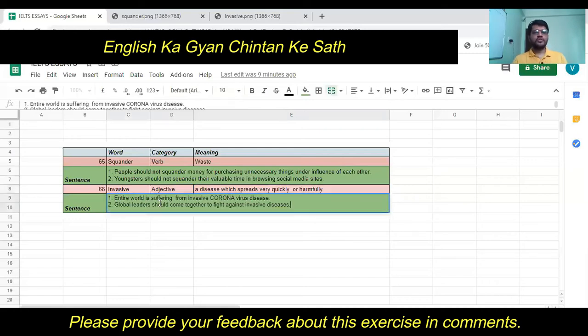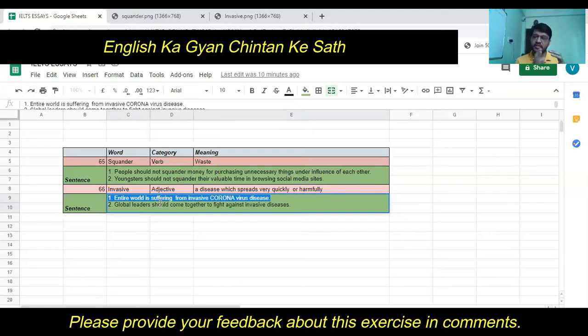And let me go to the first sentence, and it is a very general scenario nowadays, that the entire world is suffering from invasive coronavirus disease, because this particular disease has spread very quickly across the countries of the world, and the effect of this disease is very, very harmful. And instead of harmful, we can also consider the word detrimental, right? The word detrimental we have already covered in our previous video. So the entire world is suffering from invasive corona disease.